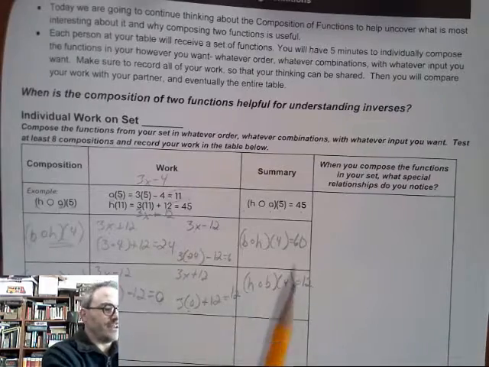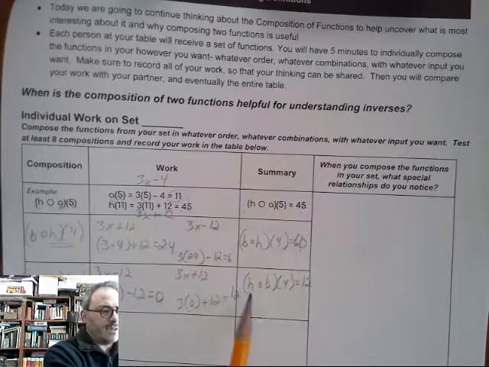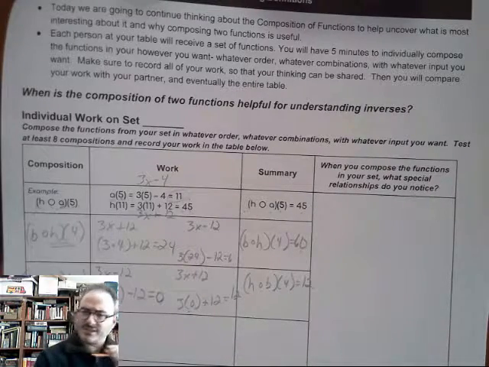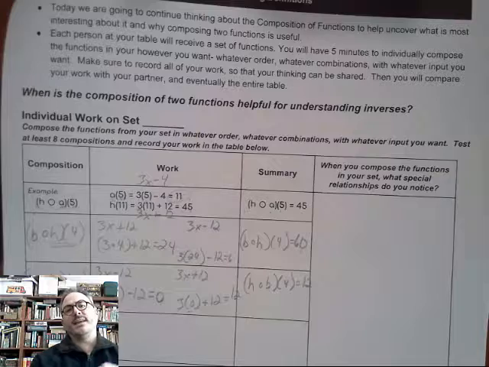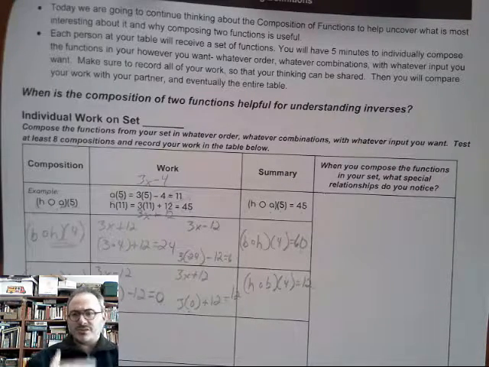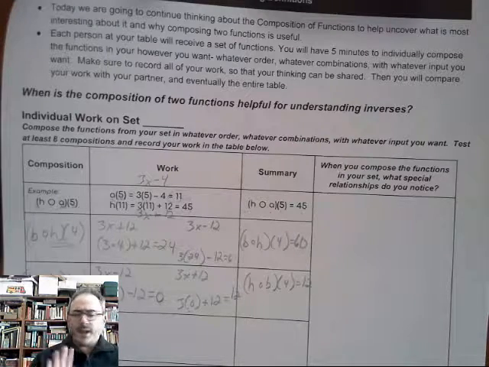Notice that pattern that just happened here. The b of h of 4 is 60. The h of b of 4 is 12. And that's what usually happens. What usually happens is that when you compose functions, if you switch them around, you're going to get different numbers.